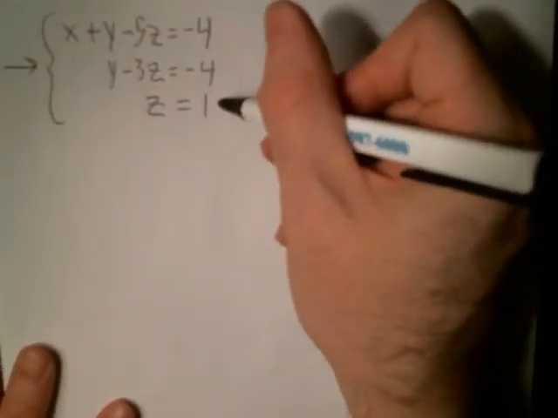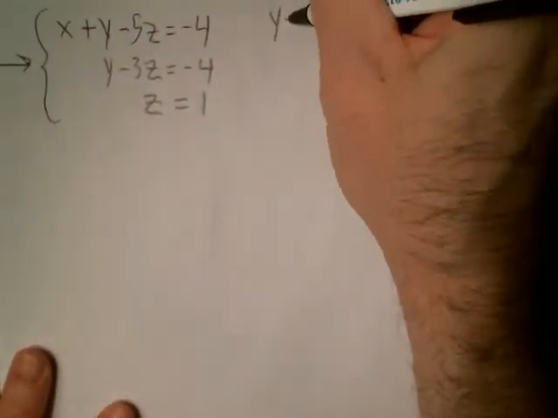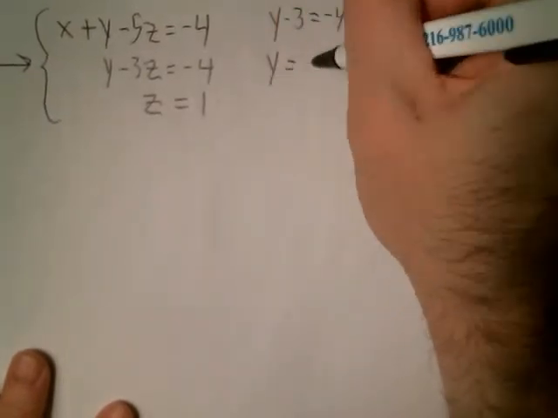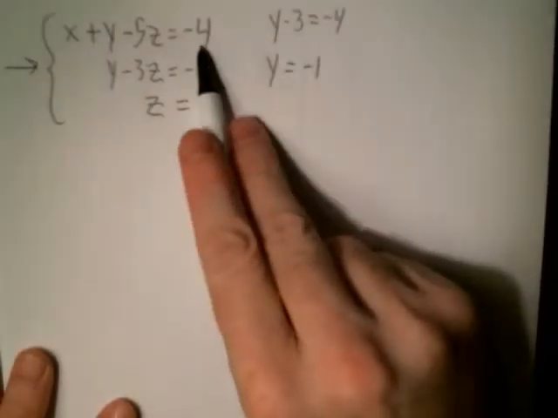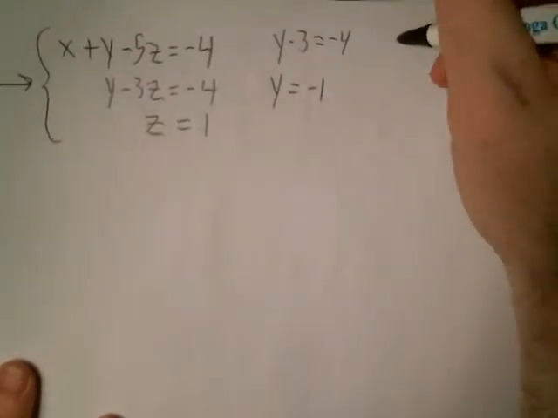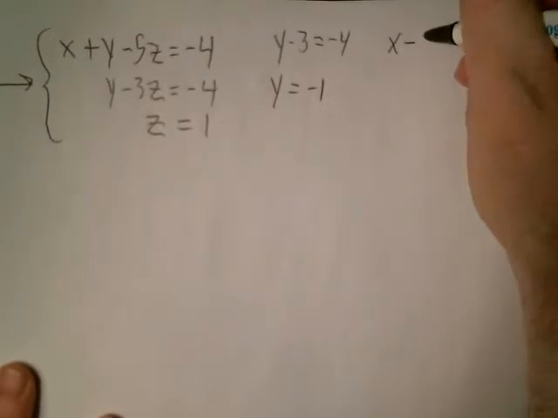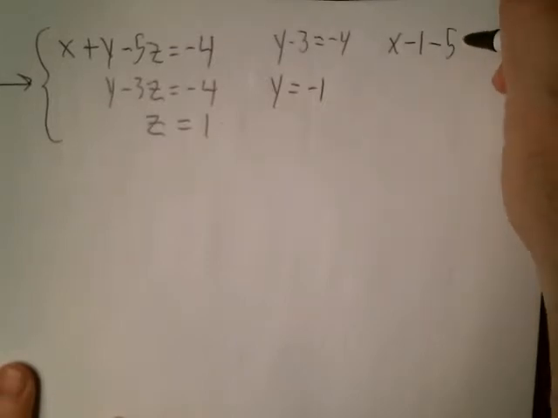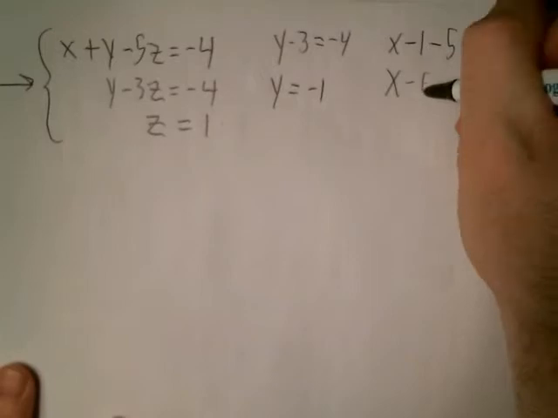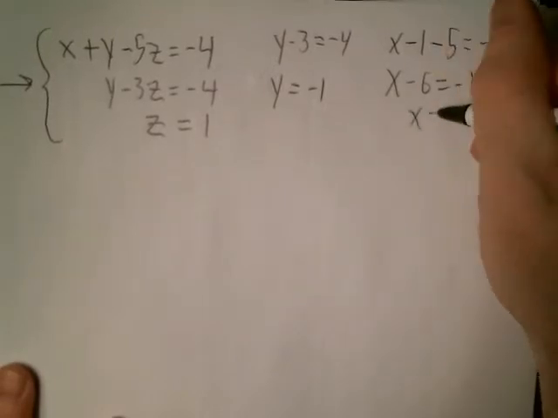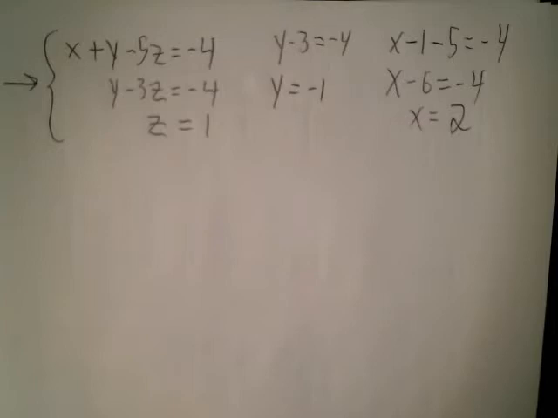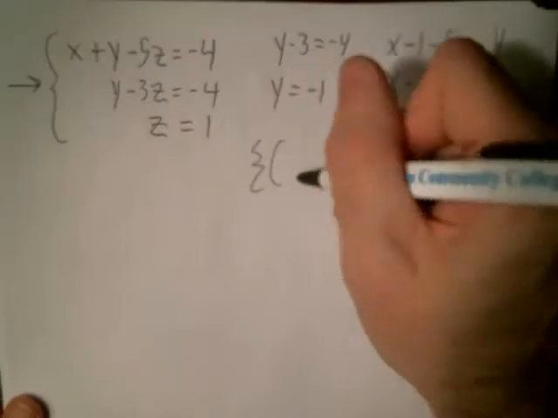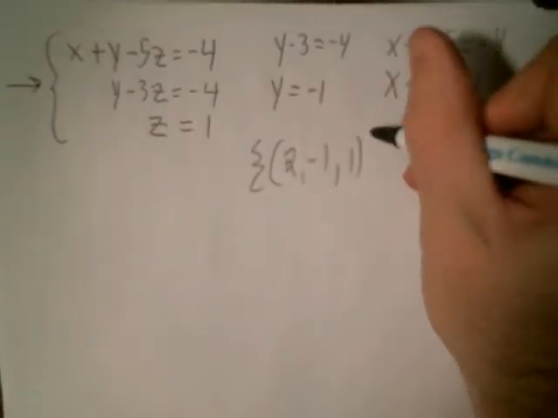So back substituting, put z into here. So you get y minus 3 times 1 is 3 equals negative 4. Add 3 to the other side, y is negative 1. Now plug these two back into here, and you get x plus negative 1 is minus 1. Minus 5 times 1 is minus 5 equals negative 4. So x minus 6 is negative 4. So x is equal to 2. And we should have our solution, barring any silly mistakes. Our solution is 2, negative 1, 1.